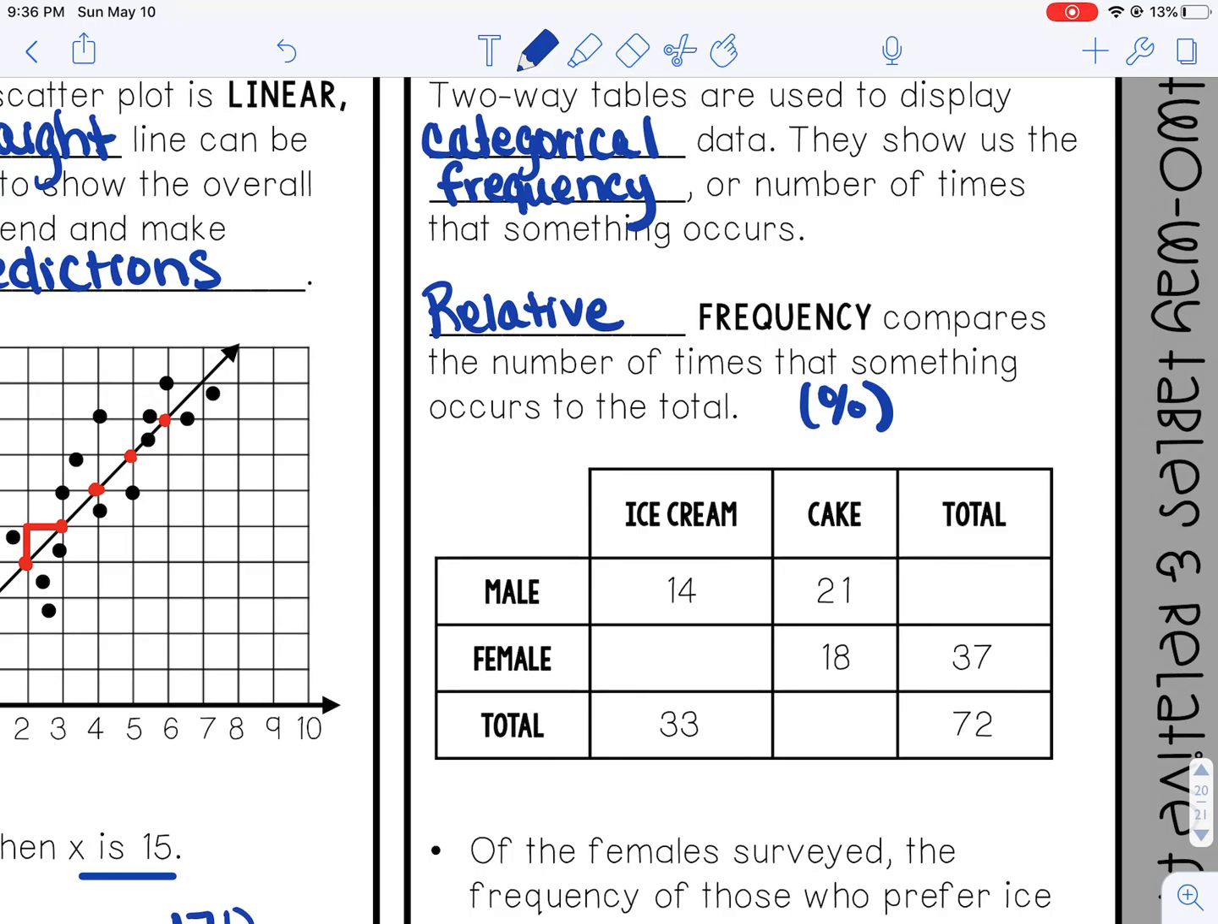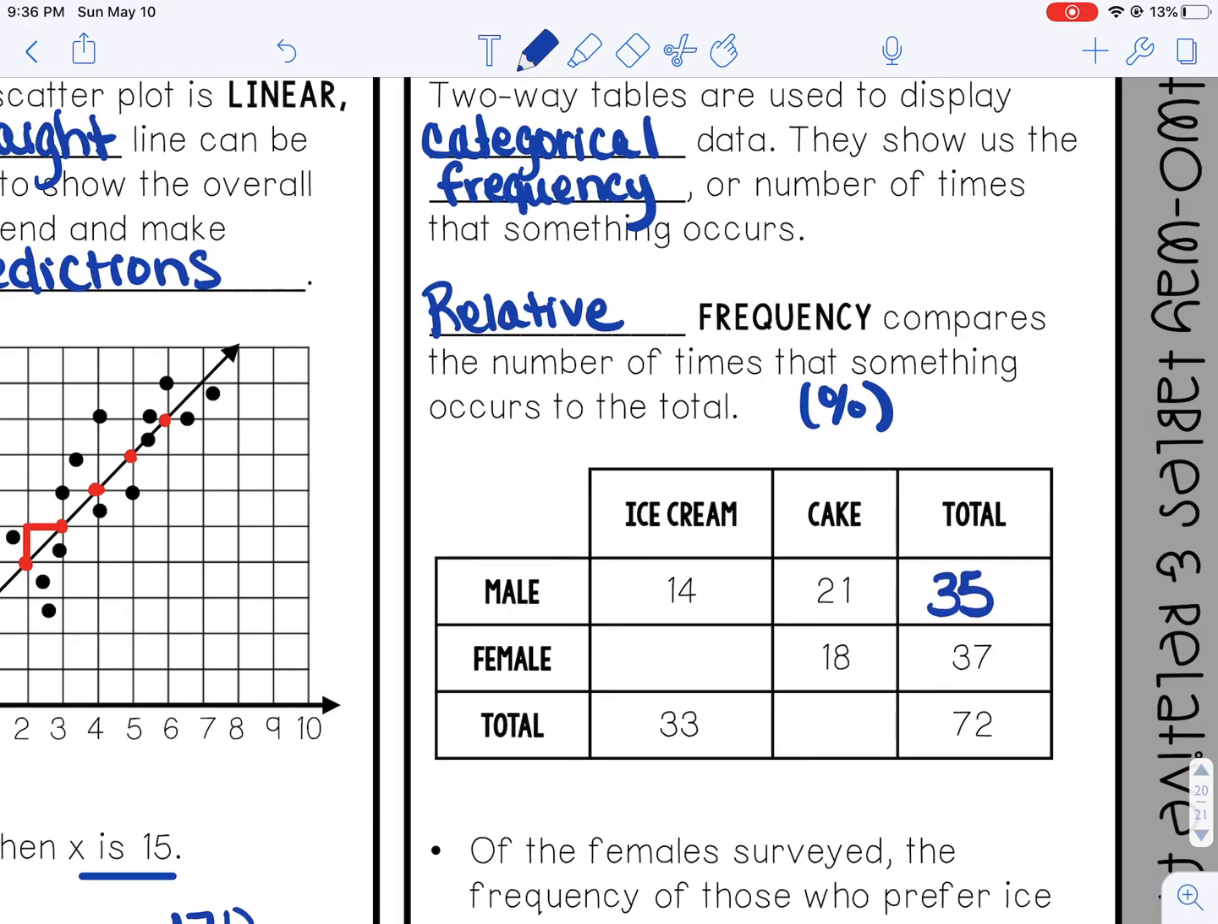So we have categories of ice cream or cake against male and female. We have 14 males that prefer ice cream, 21 males prefer cake. How many total males do we have? Well, 14 plus 21 is 35.